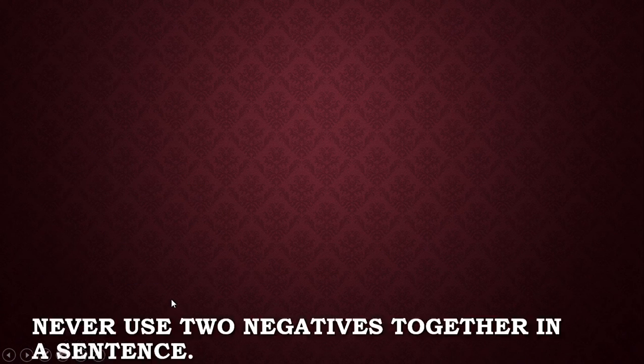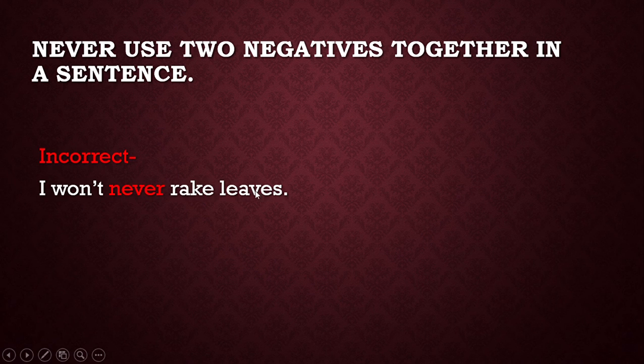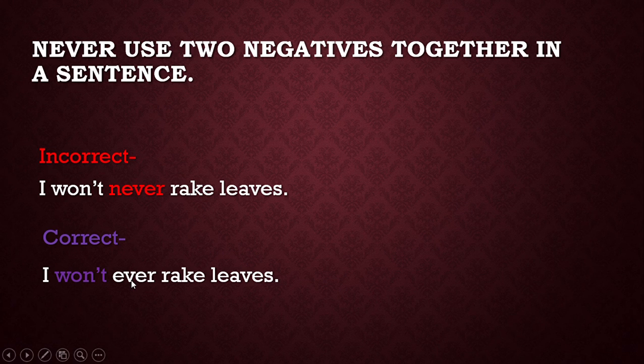Let's look at more examples here. I won't never rake leaves. Won't and never are both negatives. I won't ever rake leaves. Or I will never rake leaves. So again, if you see a negative, you have to have a positive. It's got to be a negative and a positive, right? Won't, ever: negative, positive. Will, never: positive, negative. Won't, never: negative, negative. Incorrect.